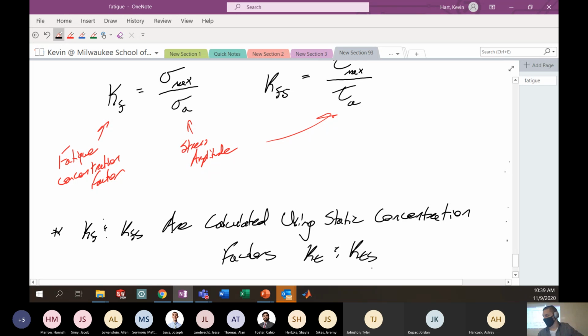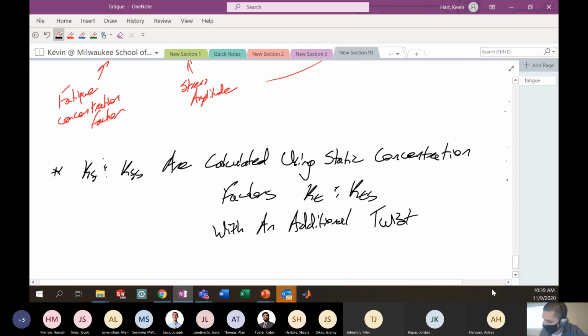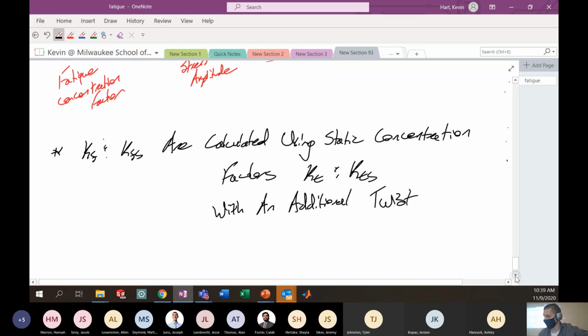So they're calculated using these particular values, with an additional twist. Okay. The twist is what's called the notch sensitivity factor.